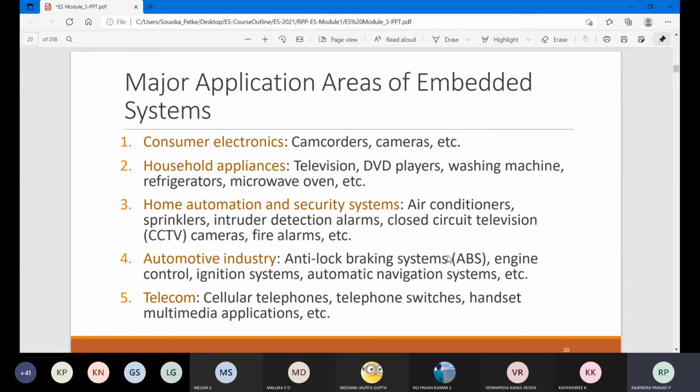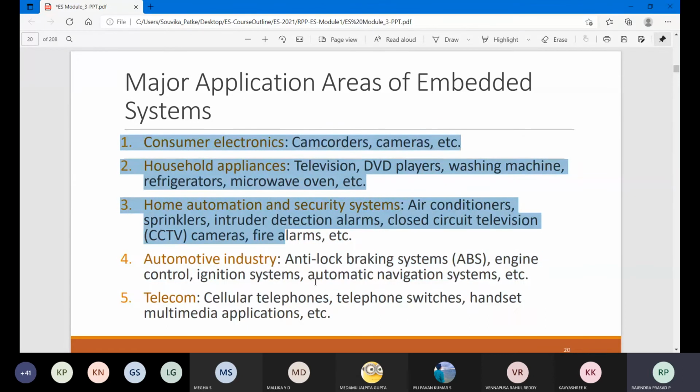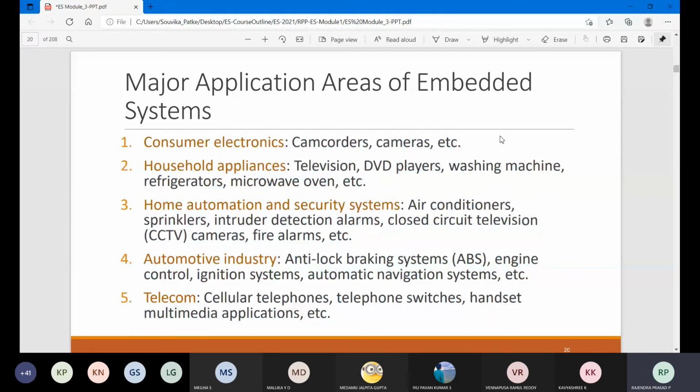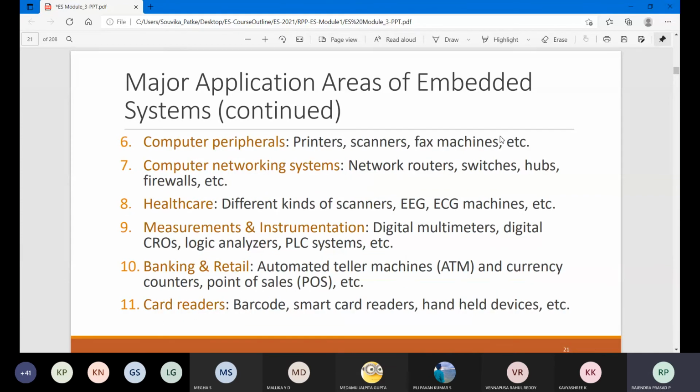So the major application areas of embedded systems are consumer electronics, household appliances, home automation, automotive industries, and telecom. These are all examples you can find. I am not reading it; you can observe it and see what different applications you can find here. Computer peripherals, computer networking systems, healthcare, right? In healthcare, where is an embedded system? Your ECG machine, your scanning machine, your MRI scanning, your EEG. All of it requires embedded systems. Banking and retail, card readers, everything you can see here.